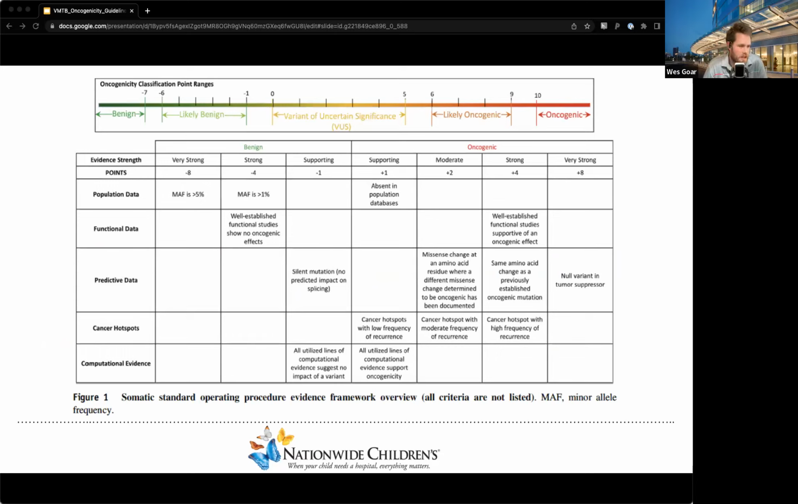This oncogenicity guideline specification is based on a Bayesian framework and uses a scoring system to determine oncogenicity. The guidelines utilize data from many different sources, very similar to the ACMG guidelines for the most part, such as population data, functional data, predictive data, you have cancer hotspot data, and then you obviously have your computational evidence from in silico predictors or splice prediction algorithms.